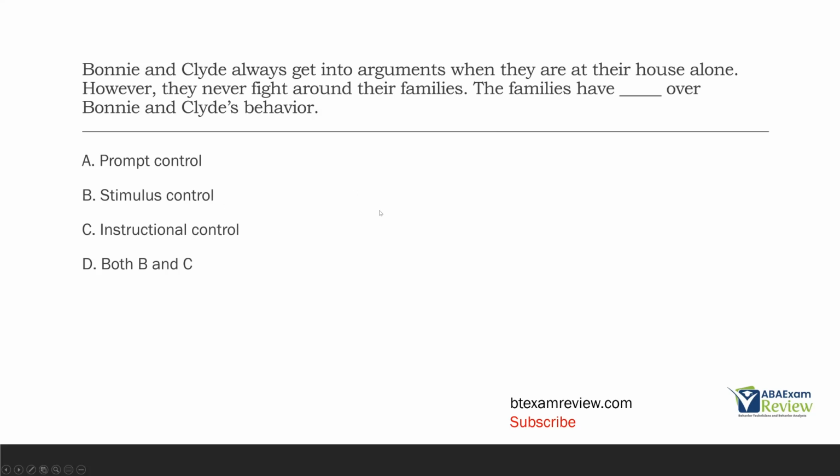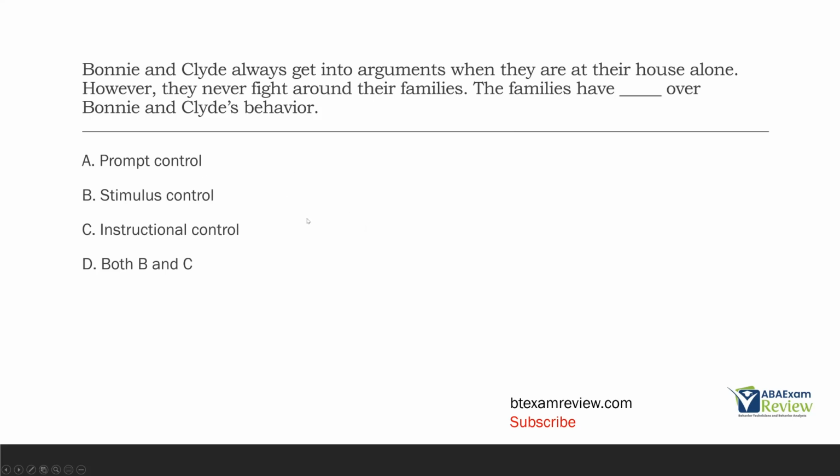When we say we have instructional control, what we mean is we have control over the learner's behavior. Their behavior happens more or less in the presence of us. And that's what's happening here, okay? The families have stimulus control over the behavior. That behavior is happening less around them. They are the stimuli which controls that behavior. It alters that behavior. Okay, so stimulus control and instructional control are the same thing.